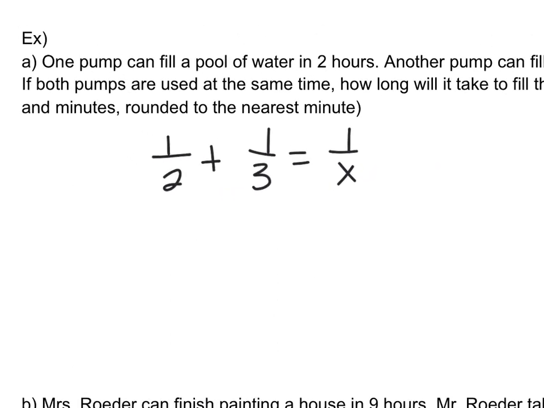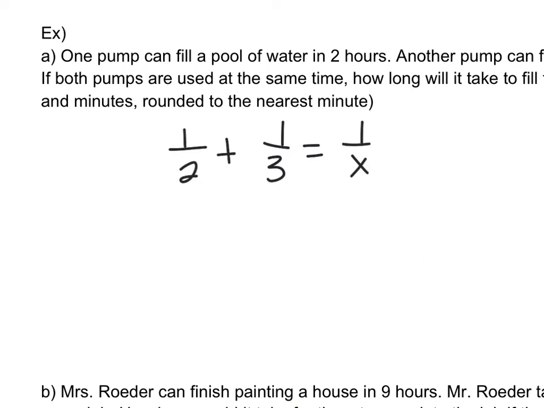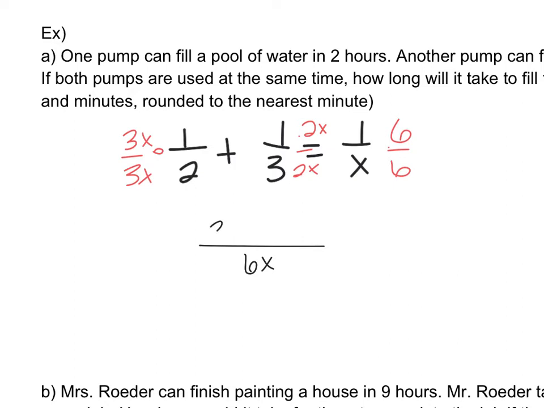All right, now we know how to solve these problems. They're easy, right? You have to get your least common denominator. So your least common denominator will be 6x, right? So you're going to multiply this by 3x, this one by 2x, and this one by 6. Now that gives us 3x plus 2x equals 6.